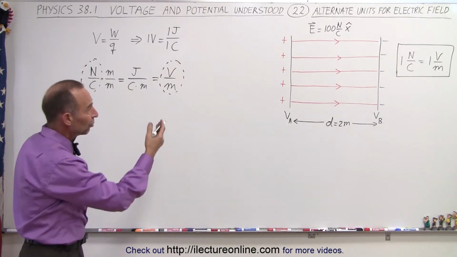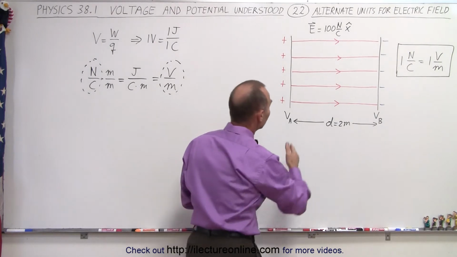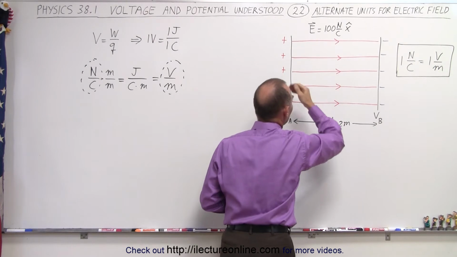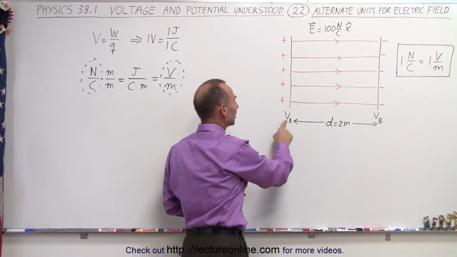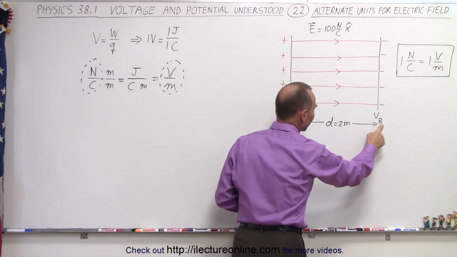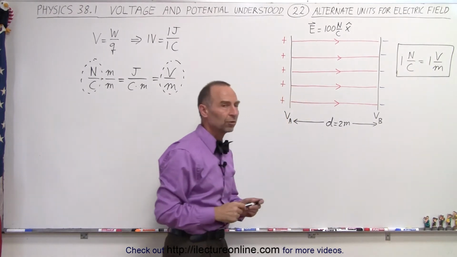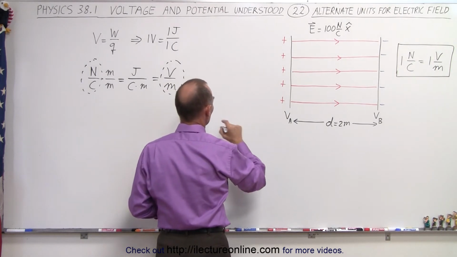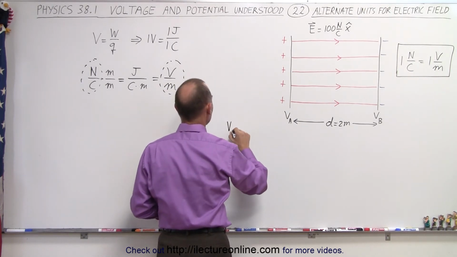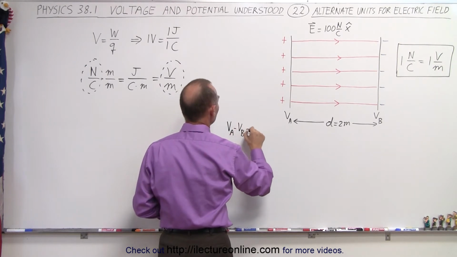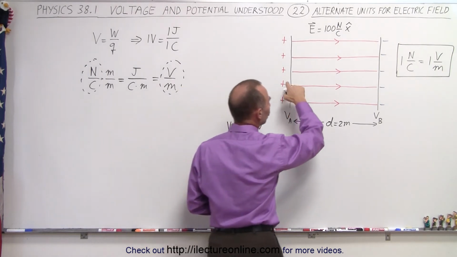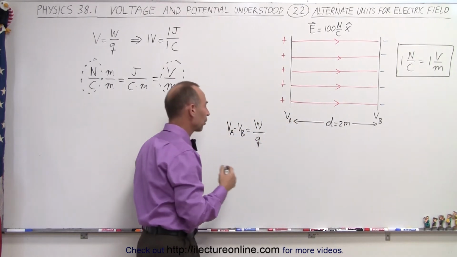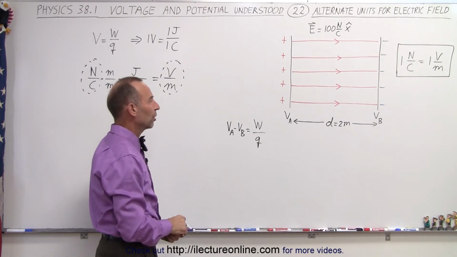Another way of looking at it is looking at our electric field. This is a constant electric field of 100 newtons per coulomb directed to the right between 2 metal plates that have excess charge on them. We have potential A on the left side, potential B on the right side, and the distance between them is 2 meters. So we could say that the potential difference VA minus VB is equal to the work we require to push a charge across the distance divided by the charge. So that would be work divided by the charge which we move across.